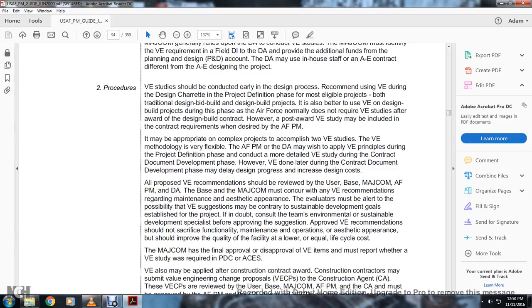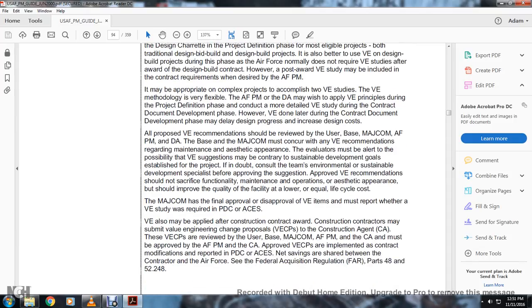The Air Force program manager and the DA may wish to apply value engineering principles during the project definition phase and conduct a more detailed value engineering study during contract document development. However, value engineering during the contract document development phase may delay the design process, increasing design and construction costs. All approved value engineering recommendations must be reviewed by the user-based MAJCOM, the Air Force program manager, and the DA.